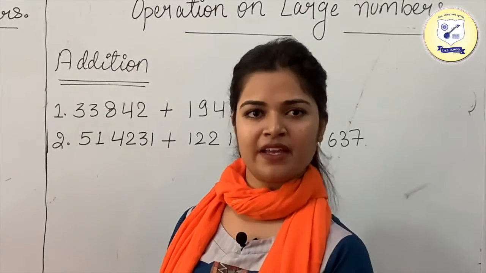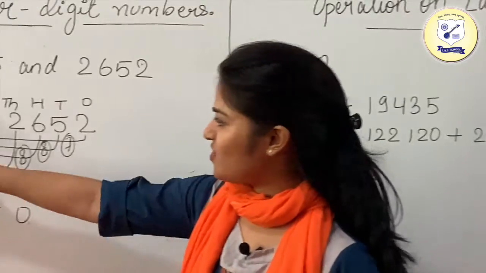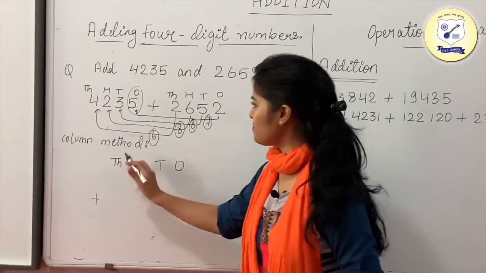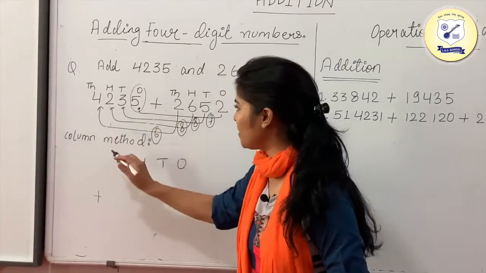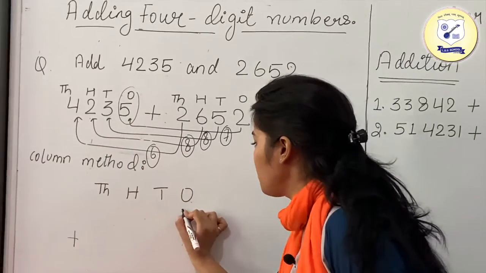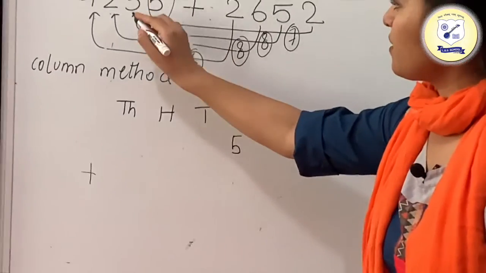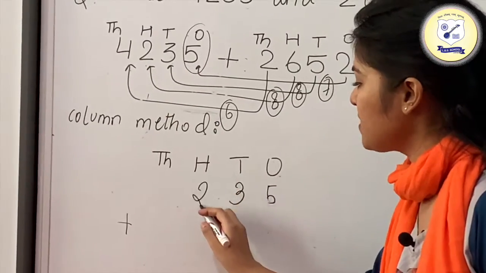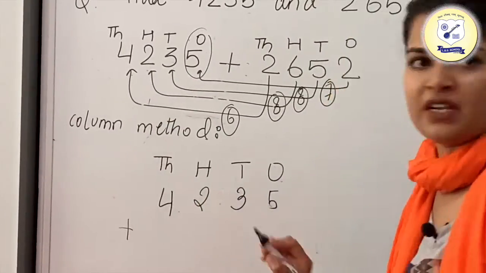Let's just do it by using column method. Arrange these two numbers accordingly. Now just put these numbers below their place values. 4235, 5 is on ones place, so write it down. 3 is on tens place, 2 is on 100 place, 4 is on 1000 place.